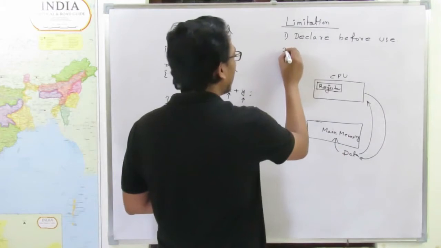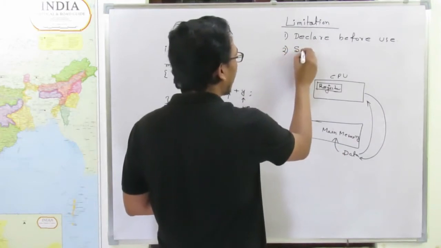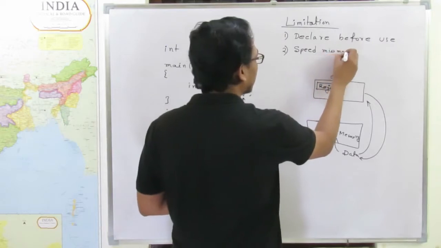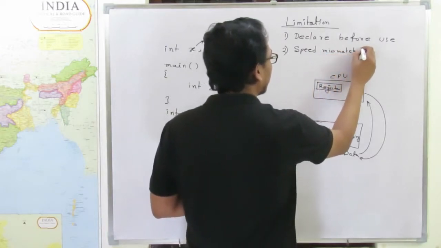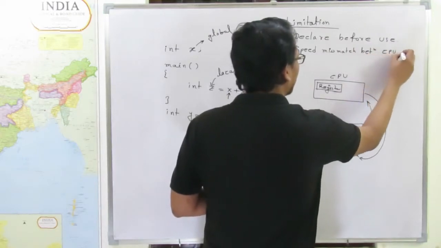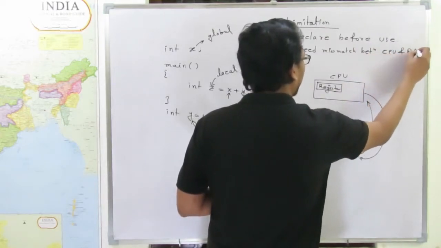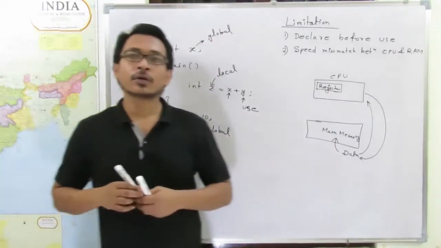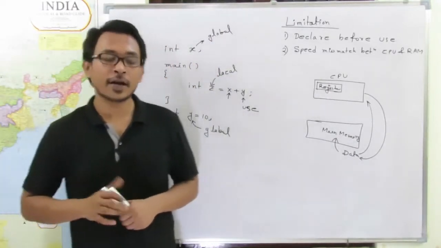So second problem is speed mismatch between CPU and RAM. So that is our second problem. Now coming to the third problem. What is that third problem?